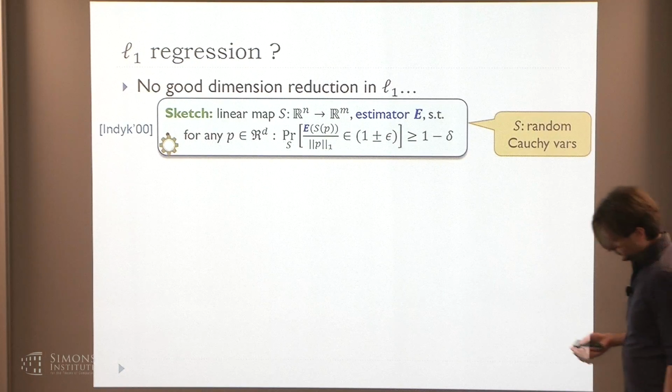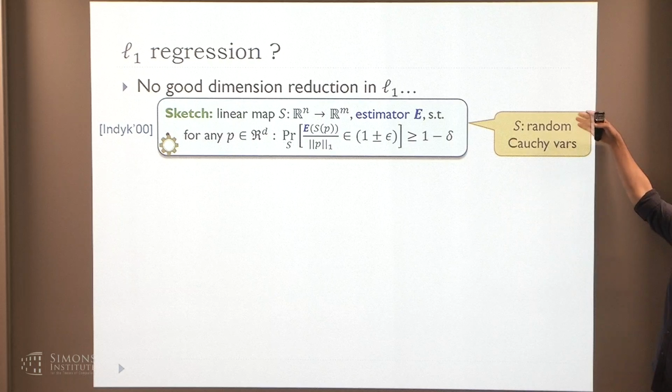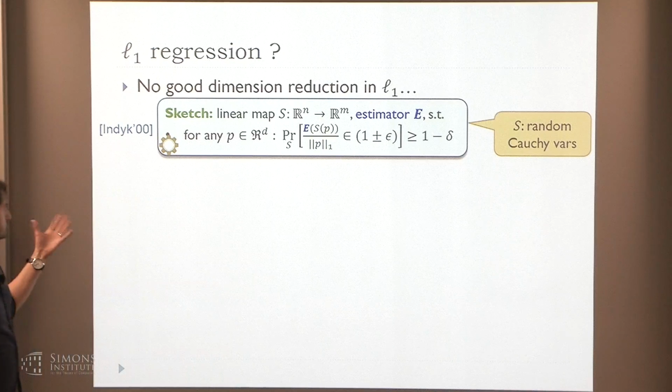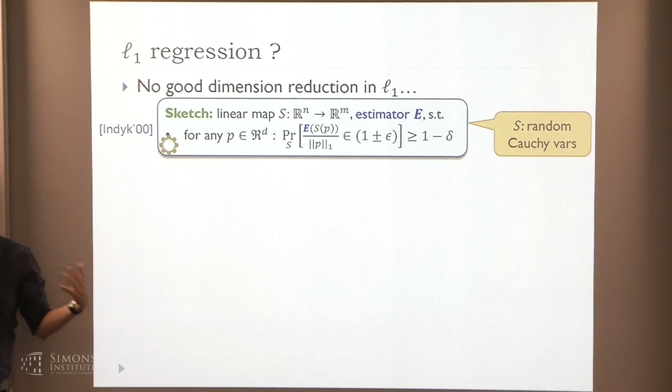Nonetheless, this was coming from the streaming or sketching community. There was a result by Piotr Indyk who showed that there might not be a dimension reduction in the classical sense, but there is a different object. There is a different way to compress the object so that we can still recover the L1 norm of that object.